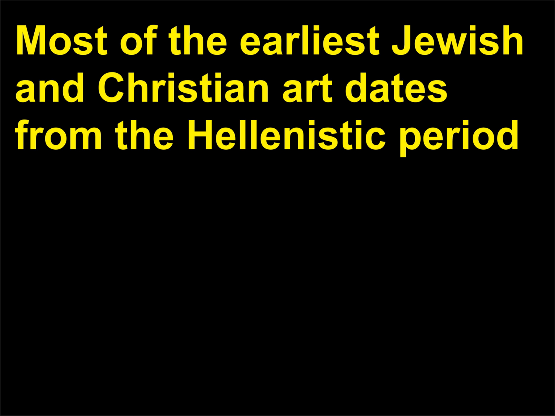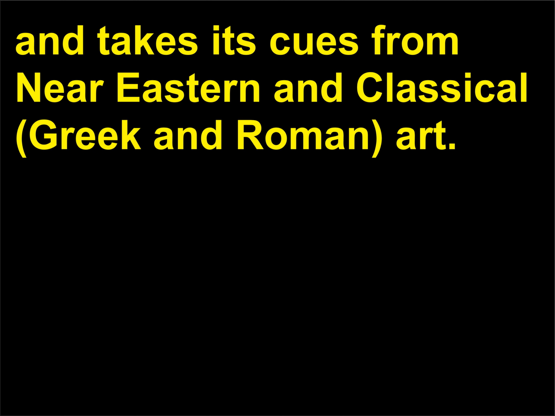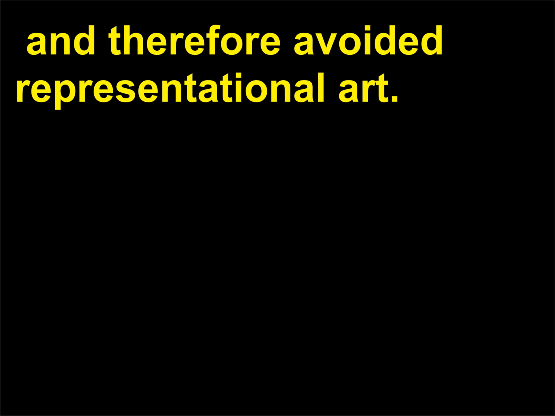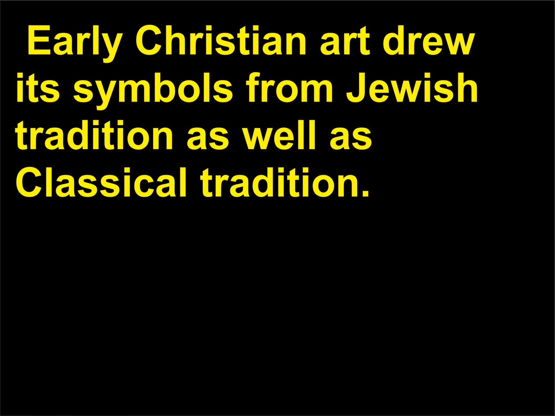Most of the earliest Jewish and Christian art dates from the Hellenistic period, and takes its cues from Near Eastern and Classical, Greek and Roman, art. Early Jewish artists were forbidden from making any form that could be worshipped as an idol, and therefore avoided representational art. Early Christian art drew its symbols from Jewish tradition as well as classical tradition.